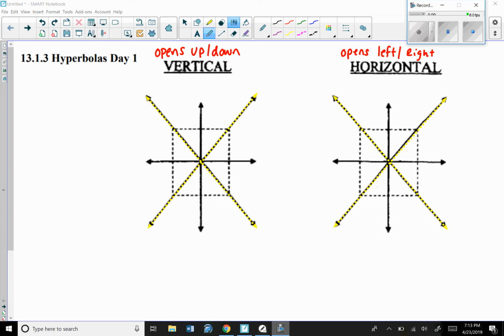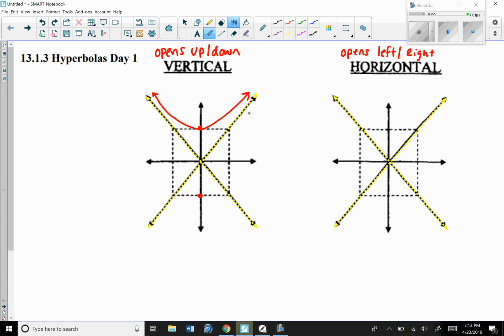Hyperbolas day 1. So we have two kinds of hyperbolas. We have vertical, which means it opens up or down, or we have horizontal, which means it opens left and right. Hyperbolas have two branches, and they start at the vertex of each branch. Here are the vertices for vertical, and the major axis is always going to be the one that has the vertices on it.